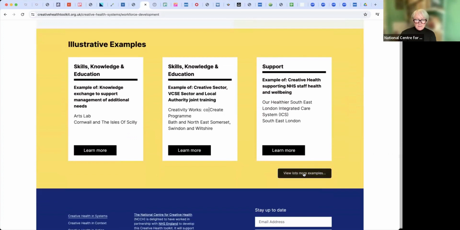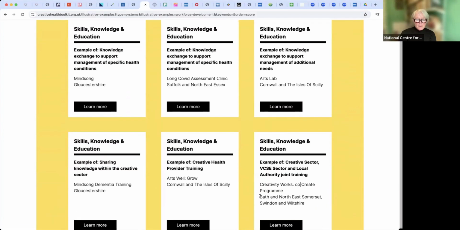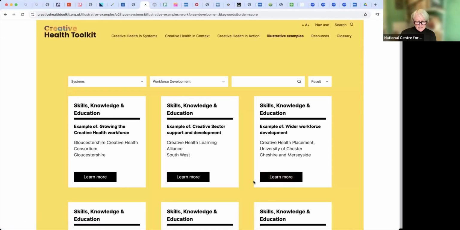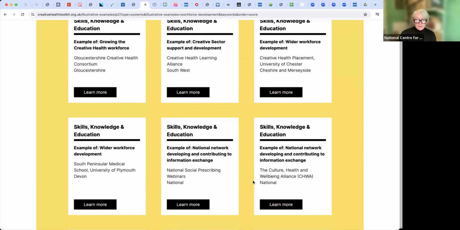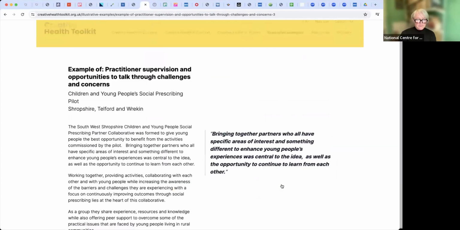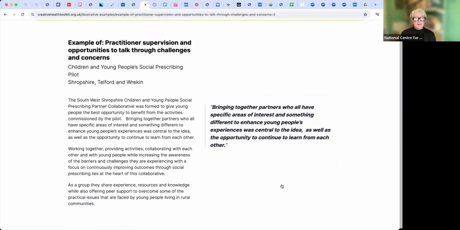An illustrative example on page 2 here is the Children and Young People's collaborative project in Shropshire, Telford and Wrekin, where the collaborative was intended to bring together partners who had different perspectives and specific areas of interest with young people, and that collaborative working would lead to learning from each other.